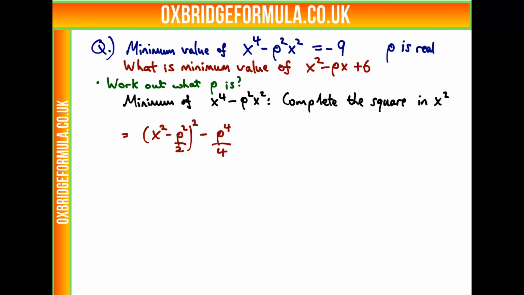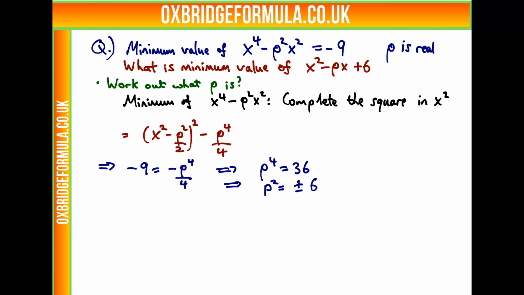So doing that, we can factorize it as x squared minus p squared over 2, all squared, minus p to the 4 over 4. And because the minimum is negative 9, that means the minimum value of this occurs when this bracket is 0, as this is always positive. And the minimum value is minus p to the 4 over 4. That means 9 is p to the 4 over 4, i.e. p to the 4 is 36. So let's maybe square root this, and therefore p squared is either plus 6 or minus 6.